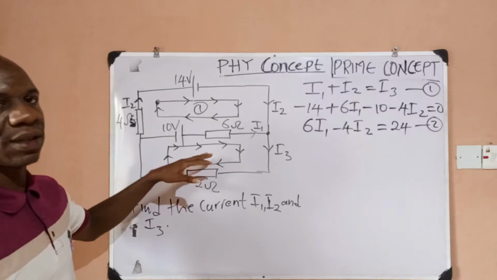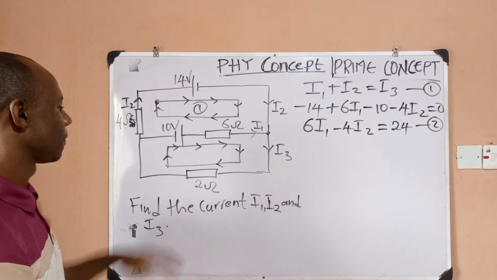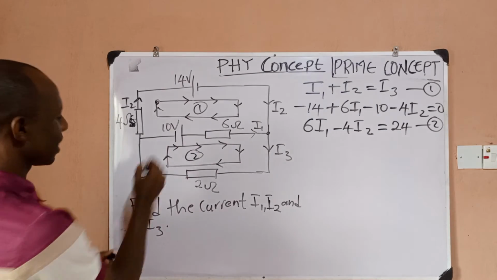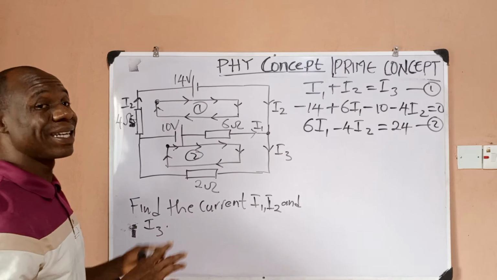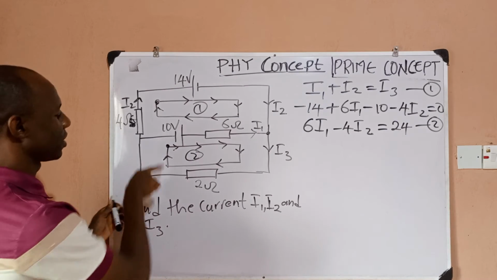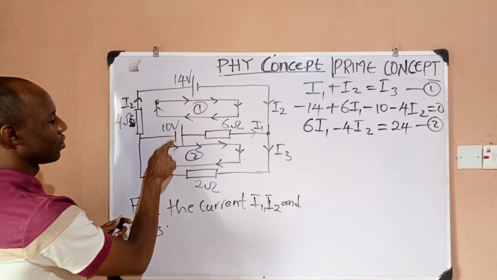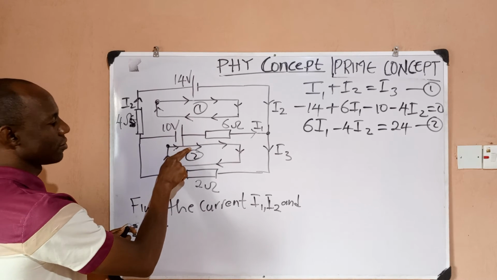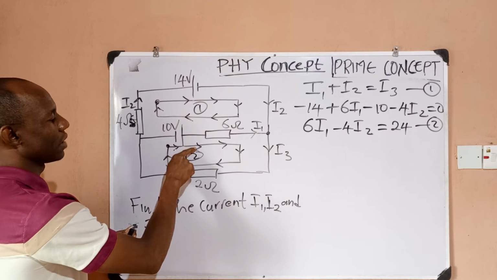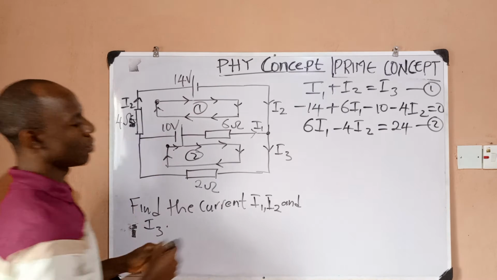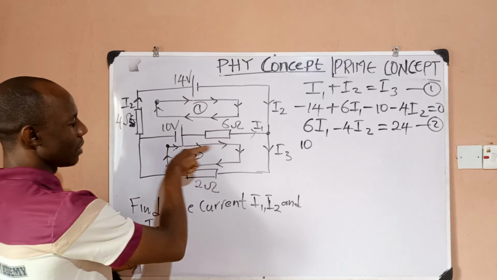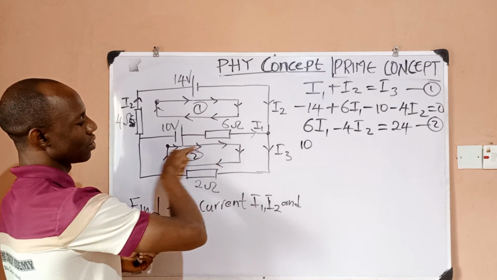I want to get equation 3 and then solve them simultaneously. I'll come to the second loop. Say I'm starting from this point. You can start from anywhere. You notice my loop would enter through this short part and come out through the long one, which is my positive. It's coming out from the positive terminal. So my EMF here is going to be positive. So I have 10.